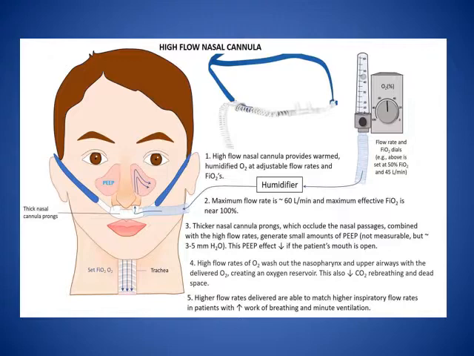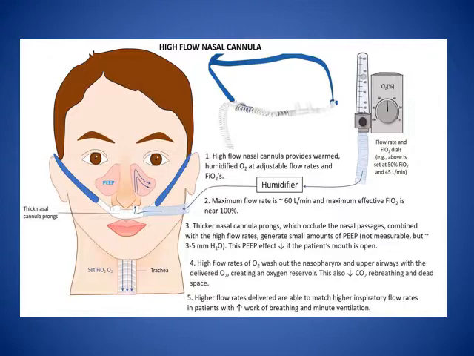So if you think about what I was talking to you about before, the alveoli, they have that kind of expiratory pressure to keep them open. We're allowing that 8 liters of flow or less to allow that alveoli sac to stay open and do its job without needing all the excess respiratory effort to do that. And then we can titrate the oxygen down.